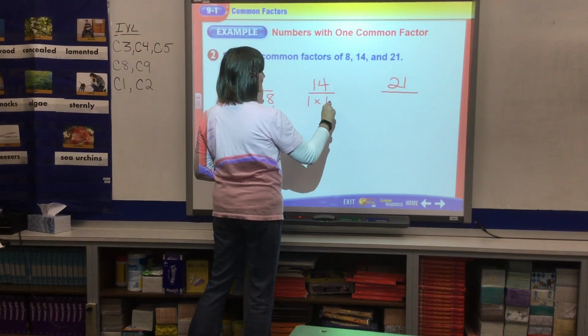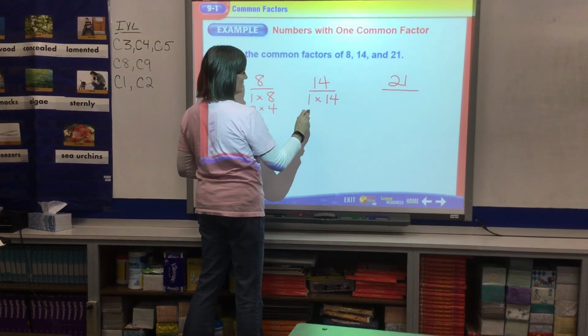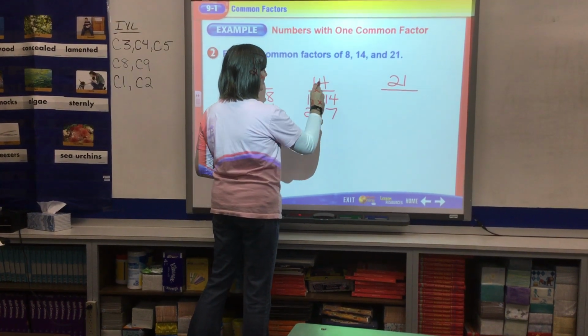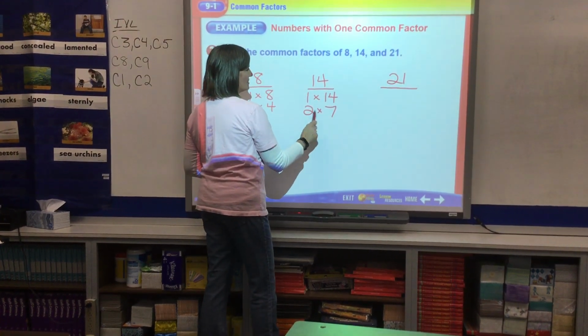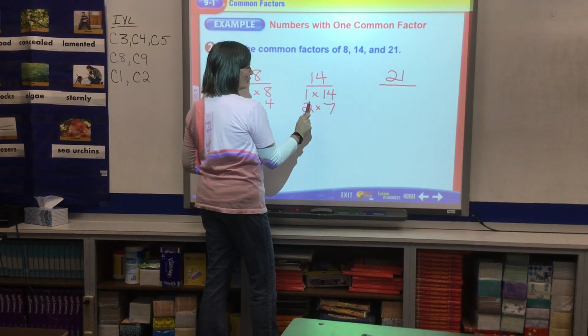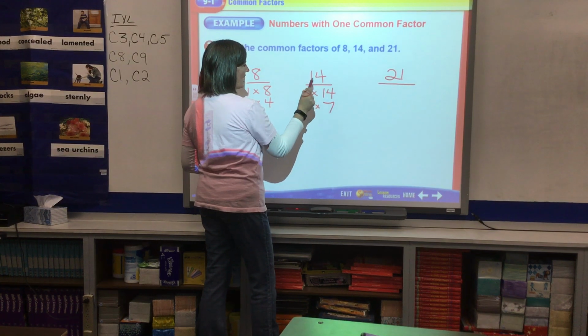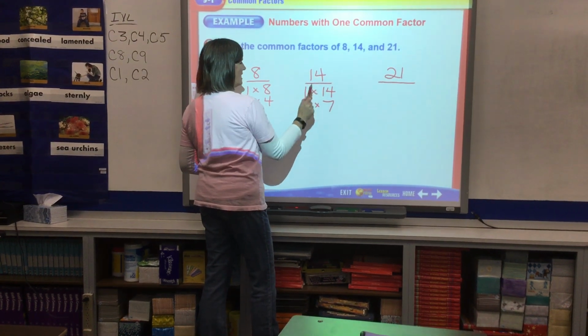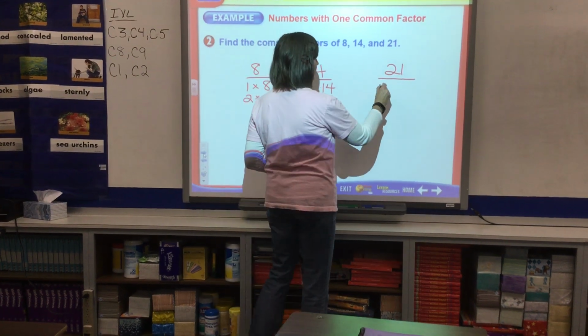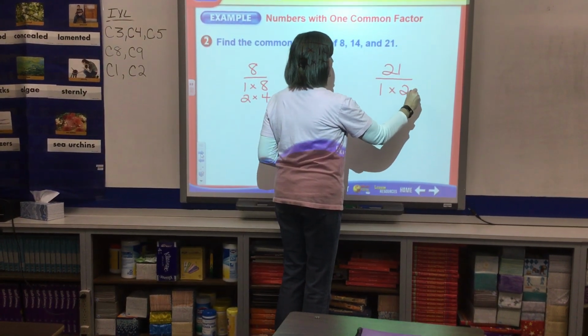I'm going to start here and say 1 times 14 is 14. I know it's even, so 2 is going to go in there. 2 times 7 is 14. Now I can try the numbers in between 2 and 7. I know 3 does not go into 14. Then I think about 4, that does not go in there. 5 does not go into 14, and 6 does not go into 14. So I am done. All right, and then we just did the factors of 21.